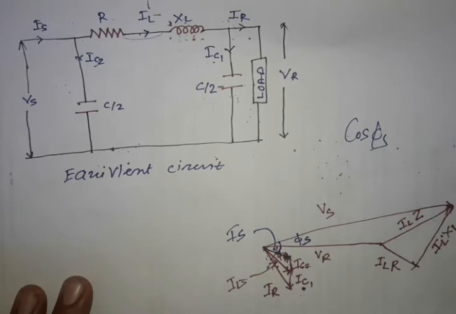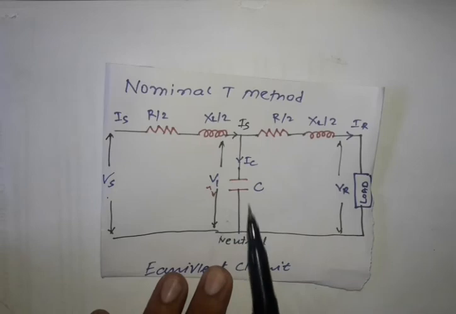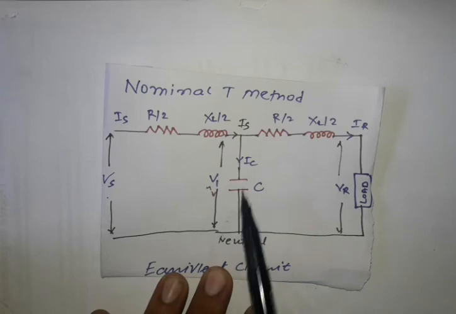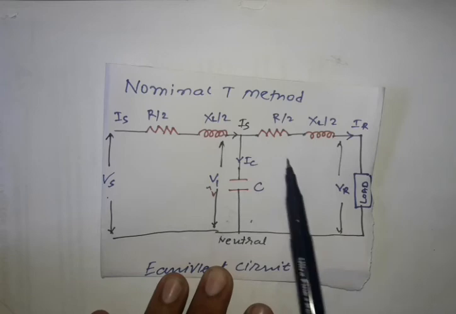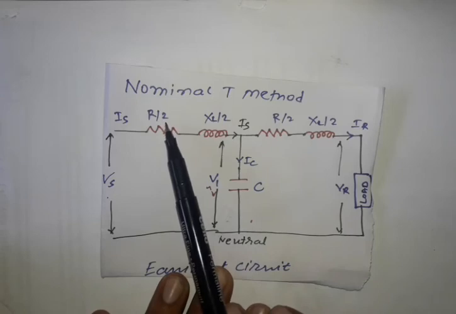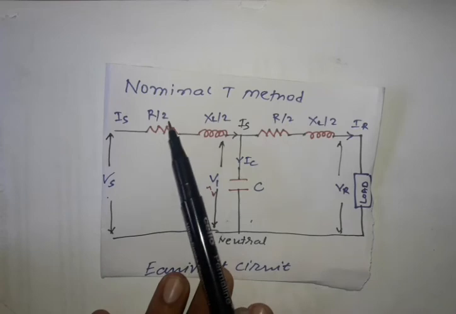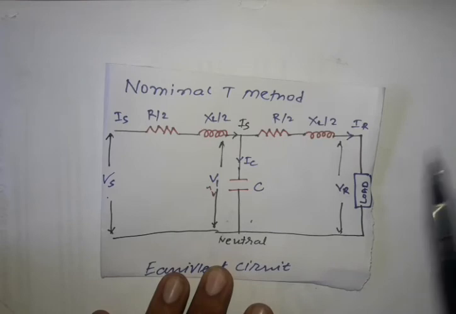Now we see the medium transmission line. Now we discuss the T method. In the T method, we know that we locate a capacitance at the midpoint of the transmission line. If we choose a midpoint on the transmission line, the impedance of the transmission line is divided into two parts. One is at the sending end side, one is at the receiving end side. Here we see in the figure R by 2 and XL by 2, and here R by 2 and XL by 2 at the receiving end side.